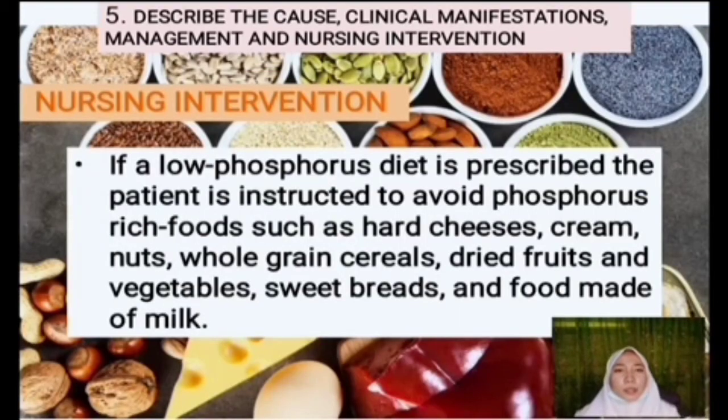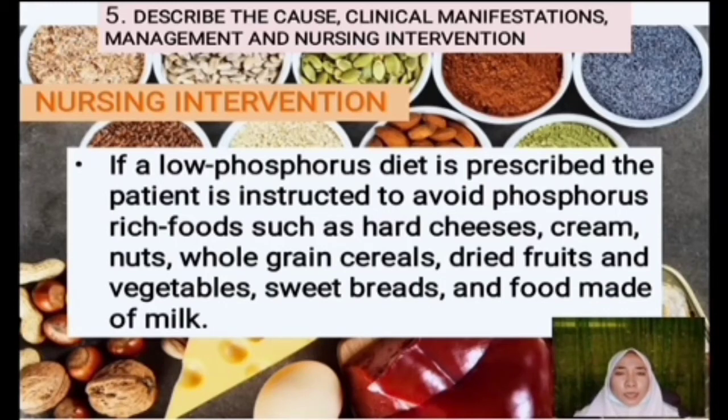So what is the nursing intervention for it? If a low phosphorus diet is prescribed, the patient is instructed to avoid phosphorus-rich foods such as hard cheeses, cream, nuts, whole grain cereals, dried fruits and vegetables, sweet breads, and food made of milk.